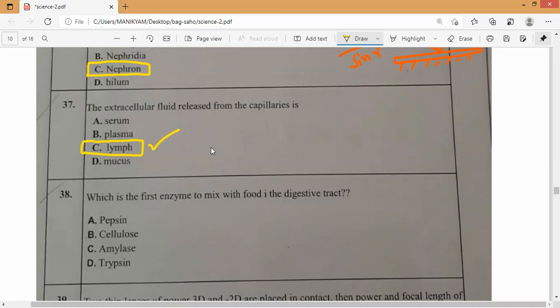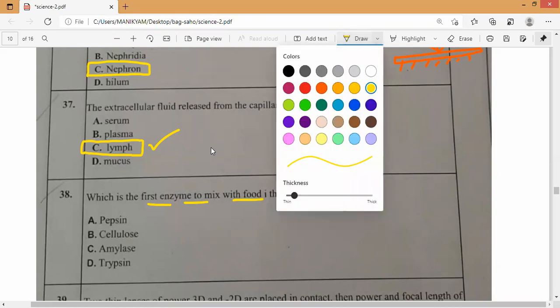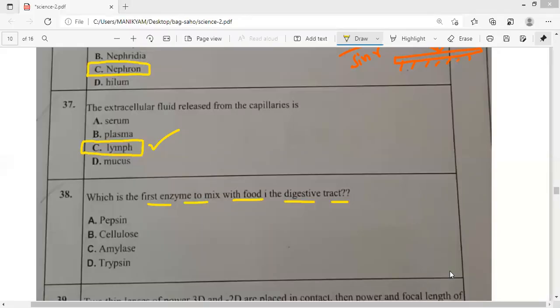Next, what is the first enzyme to mix with the food in the digestive tract? Amylase. What amylase is it? Salivary amylase. Correct? Salivary amylase, yes or no? Yes, sir.